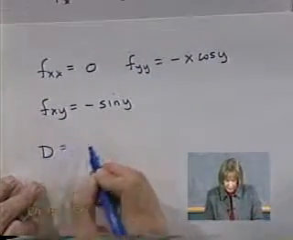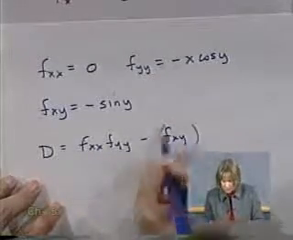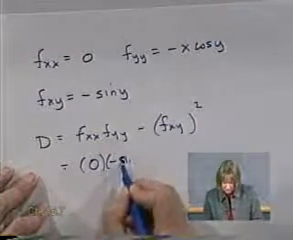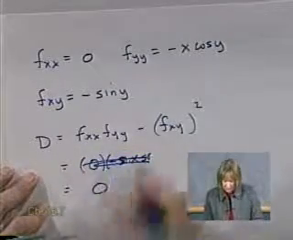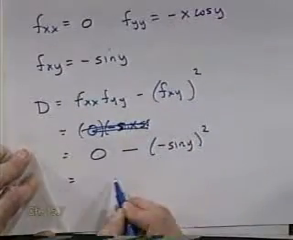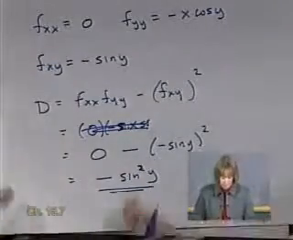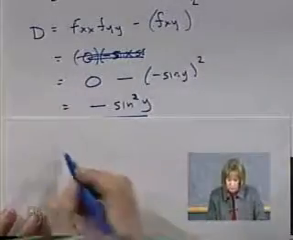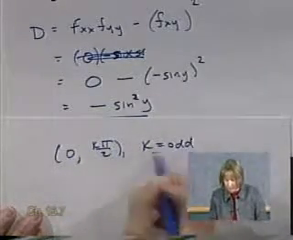So our big D is fxx fyy minus fxy quantity squared, 0 times minus x cosine y. 0 times anything is 0, so why even bother writing that? Minus my fxy is minus sine y, squared. My big D is minus sine squared y. And remember, the points that we were looking at were (0, k pi over 2), where k is an odd integer.